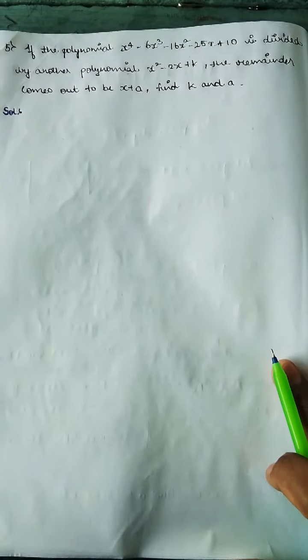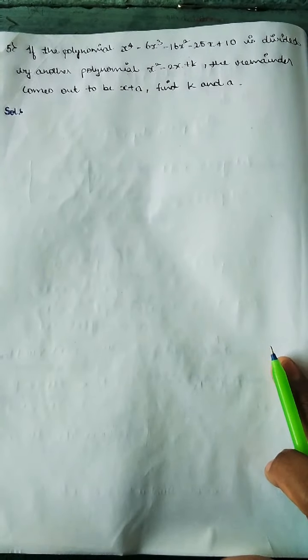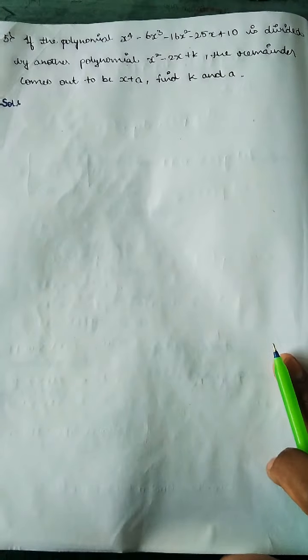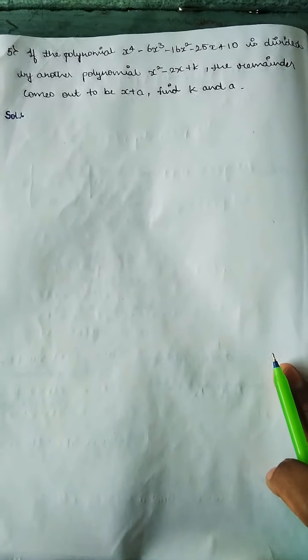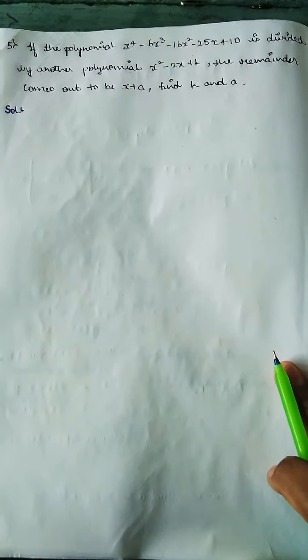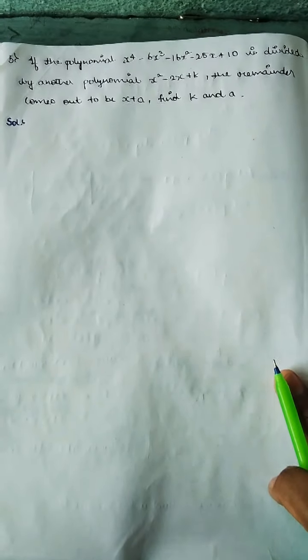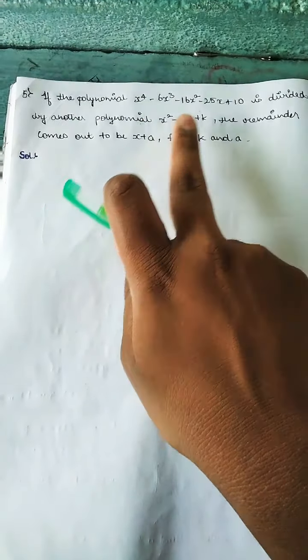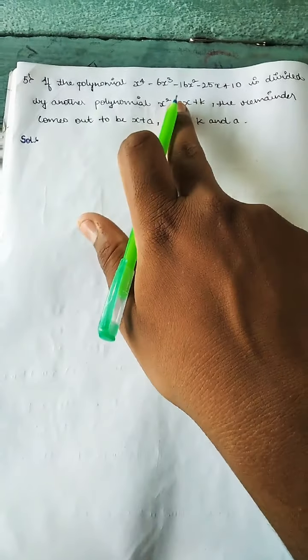If the polynomial x power 4 minus 6x cube minus 16x square minus 25x plus 10 is divided by another polynomial x square minus 2x plus k, the remainder comes out to be x plus a, then find k and a. So here they have said that this is the polynomial, it is divided by this polynomial and the remainder is this. So we have to find k and a. First of all we will divide this by this.